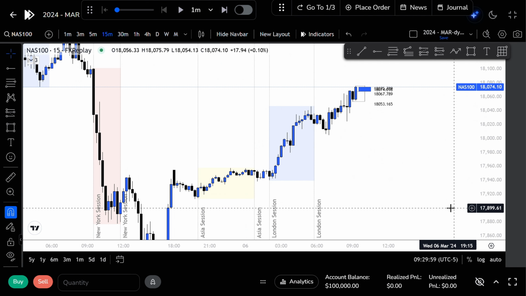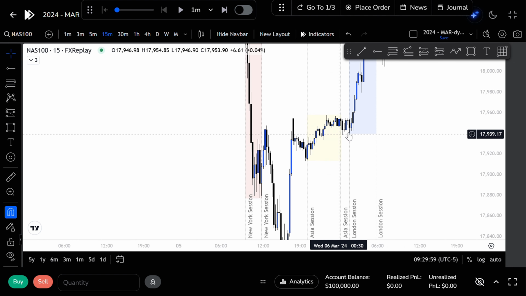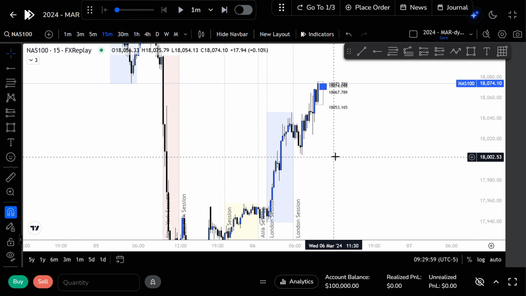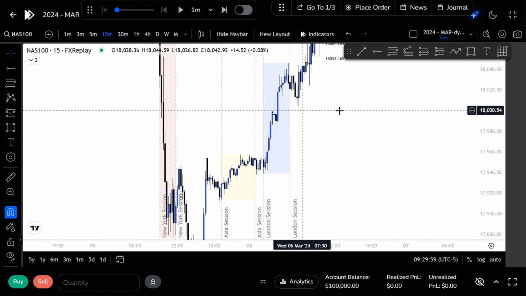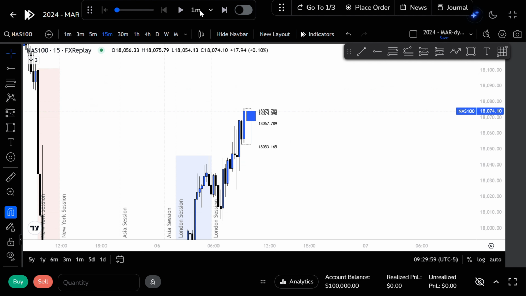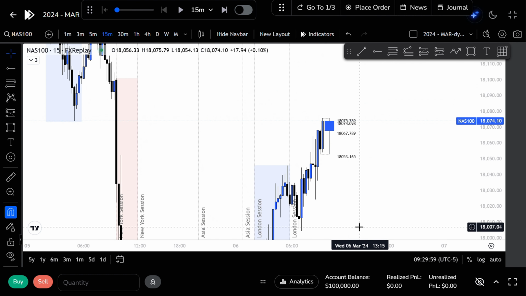All right, so next day, we have Asia that delivered a little bit but accumulated at the end, and then London just straight up delivered. Now, we want New York to manipulate this delivery, or we don't want it to accumulate, but I mean, it could accumulate also. But let's see what happens.